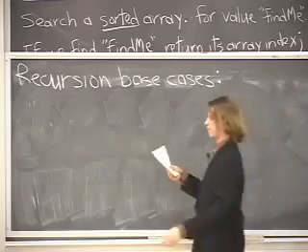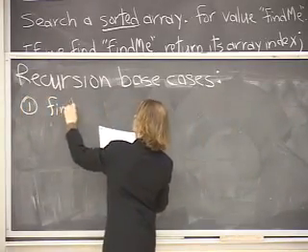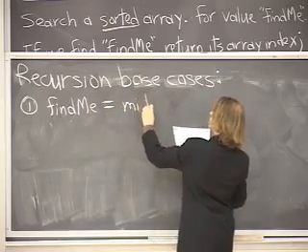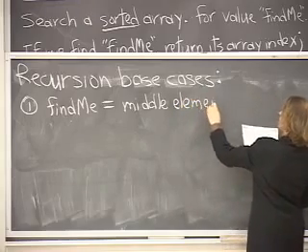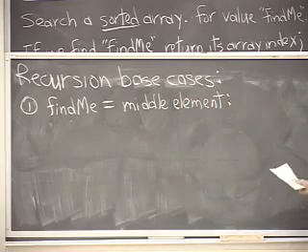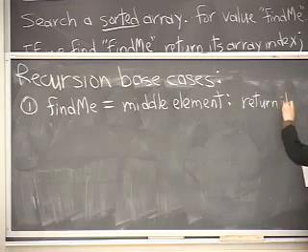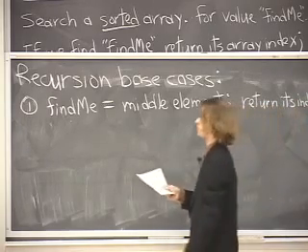So one base case of the recursion, obviously, is if we find the thing we're looking for, we can stop. So in other words, if find me is equal to the middle element of the array or the subarray that we're looking at, then we just return its index. And we can stop right away. Don't have to keep searching.